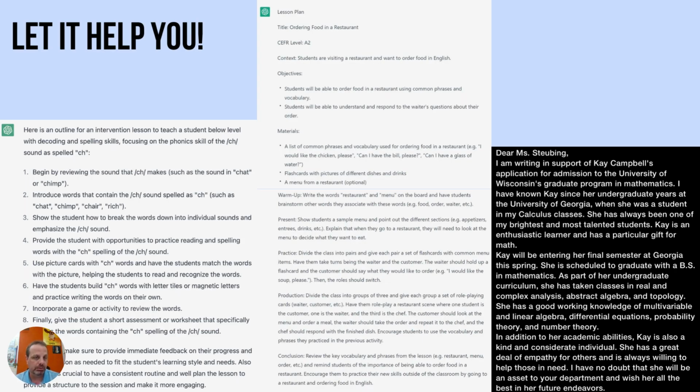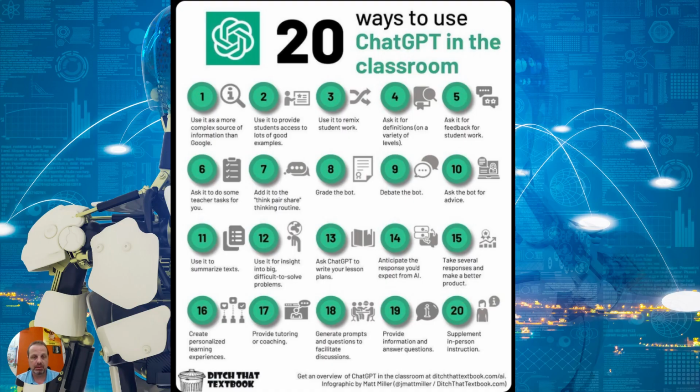But it can help you. Here we have teachers using it to help write an outline for an intervention lesson. Another teacher used it to write a lesson plan for cooking. And finally, we have administrators and secondary teachers using it to help write letters of recommendation. Matt Miller is an author of Ditch That Textbook, and here in this infographic, he gives us 20 great ways that we can use it in the classroom to help our students succeed and to reach their potential.